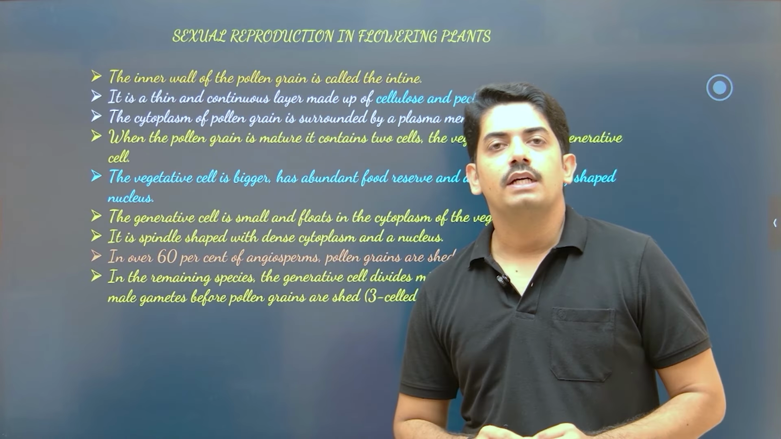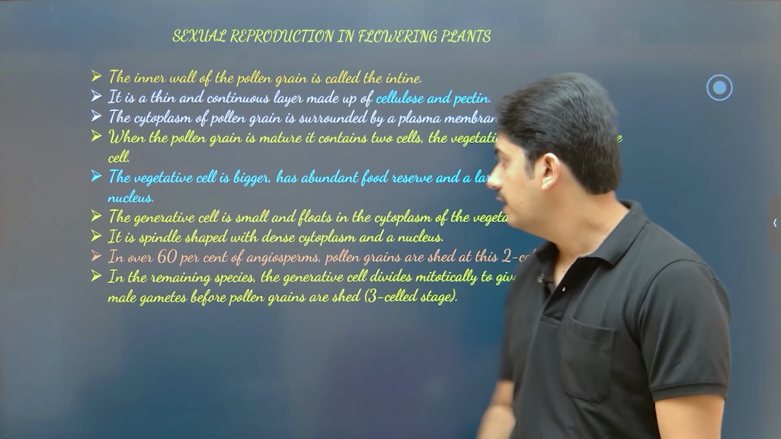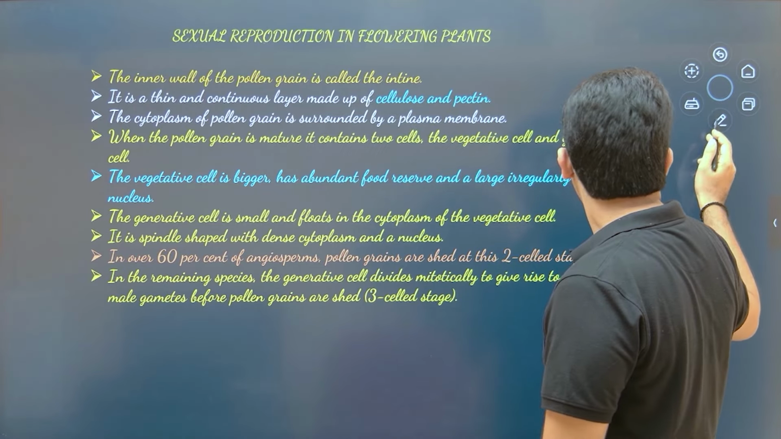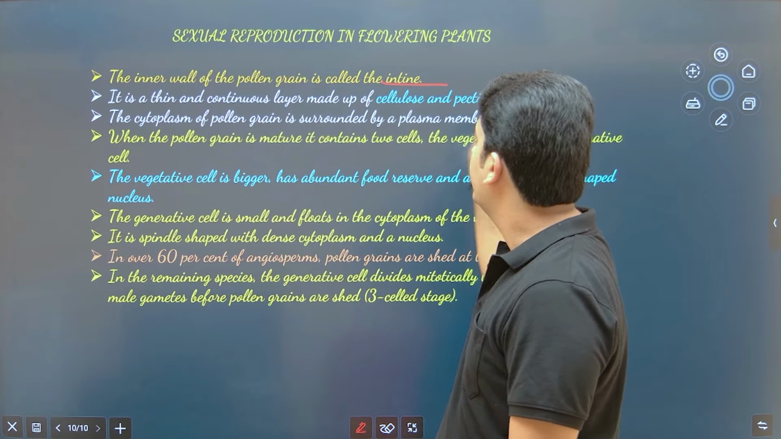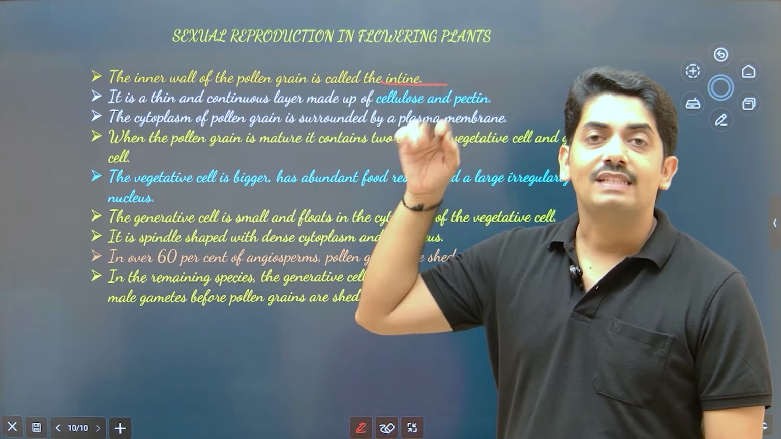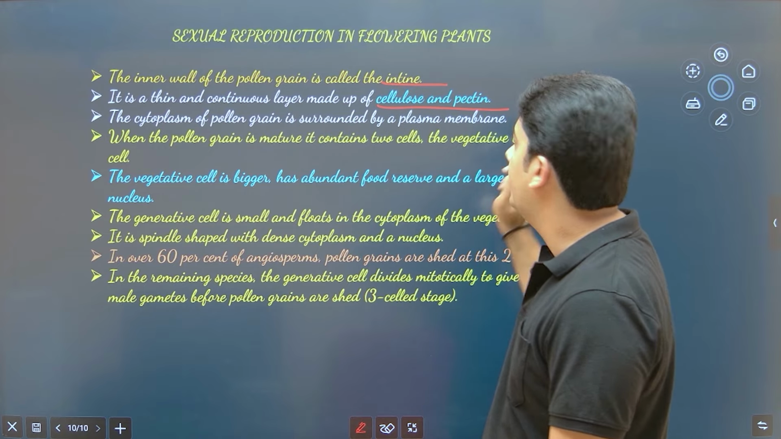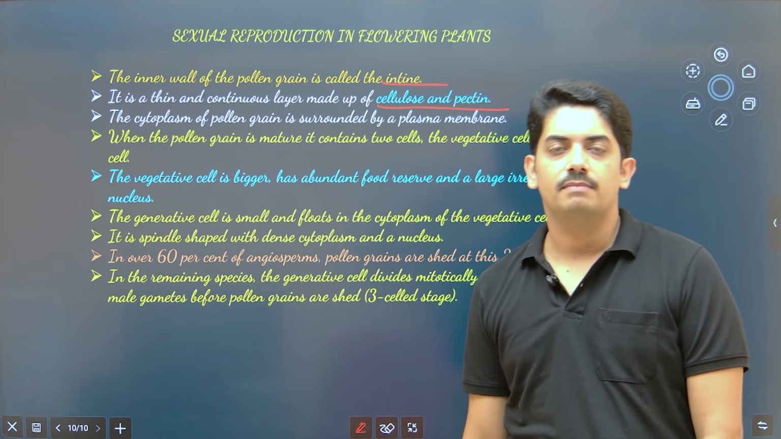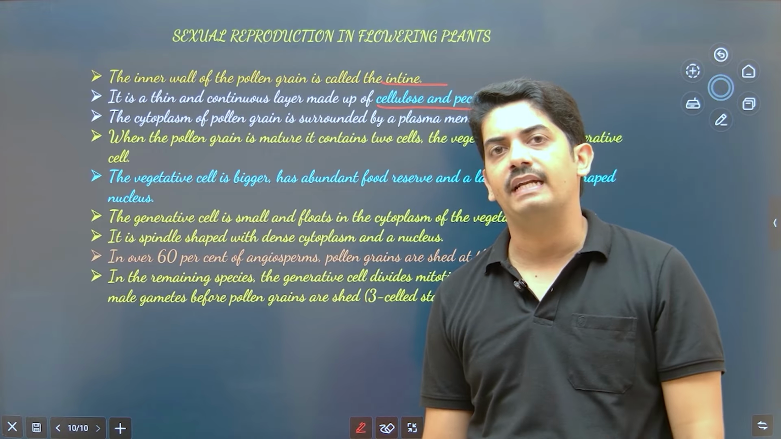Now coming to the inner wall. As I said, the inner wall is made up of intine. Now what is the composition of intine? It is made up of cellulose and pectin. Please remember, again a very important concept for competitive exams.